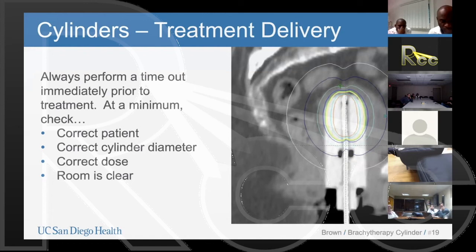Very important is that we want to check that we have the correct cylinder diameter. Again, we're using pre-plans, probably most of the time not with images. So we're going to need to make sure that we have the correct cylinder diameter, that we're treating the correct dose, that everyone has the same understanding of what planning aid means and where the 100% isodose lines are, and that the room is clear.